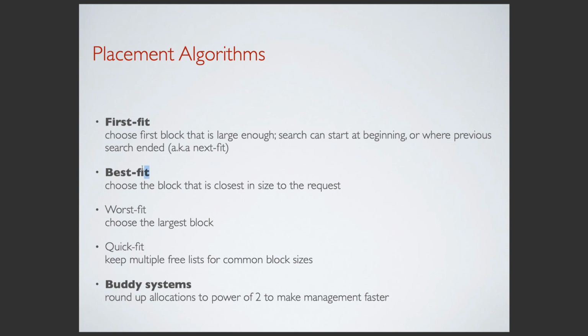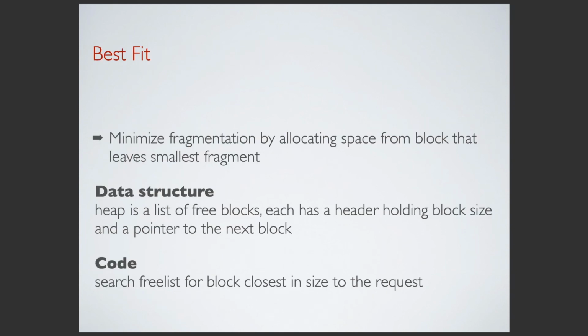So let's look at first fit and best fit. First let's start with best fit. What's the idea? Well, we're going to try to minimize fragmentation by allocating space from a block that leaves the smallest fragment. It sounds like a very intuitive idea, right? I want to avoid fragmentation, so when I have a block that I need to allocate, I'm going to try to find a block that will leave the least amount of memory fragmented.